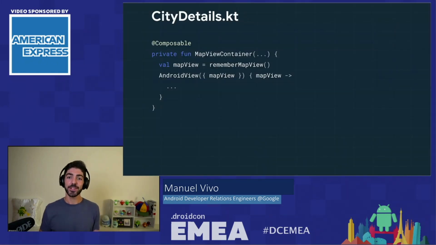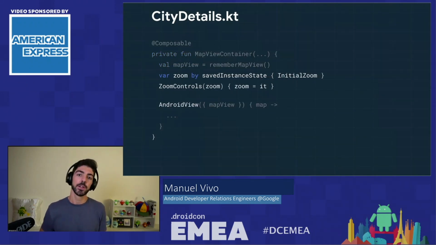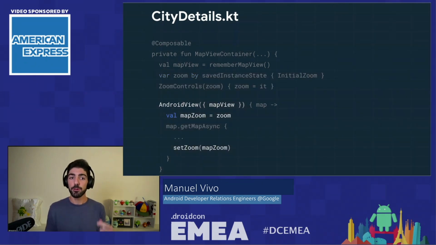This is because the AndroidView lambda will recompose whenever a state value that has been read in it changes. So if we had a zoom state in Compose that we modify with the zoom controls composable, whenever we read it from the AndroidView lambda, it is going to cause a recomposition in AndroidView, and it will be applied to the Android view. So that's why the map view is getting the new zoom.